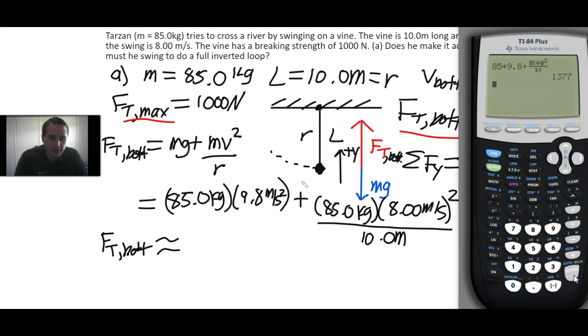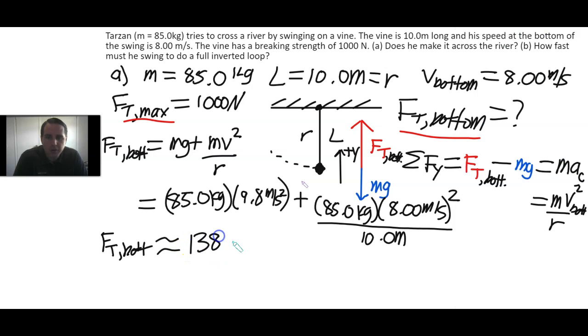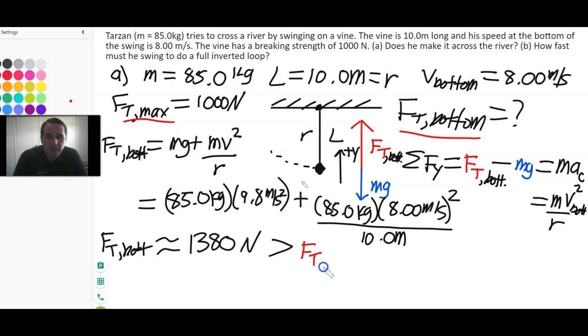Okay, so let us write this down. That's about 1,380 or so, to 3 significant digits, newtons. Now that F_T at the bottom should be greater than the F_T max, the maximum breaking strength of the vine. So this tension force is too large, so the answer is no. He does not make it across the river. So we would say the vine breaks.